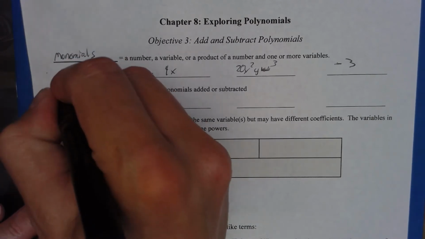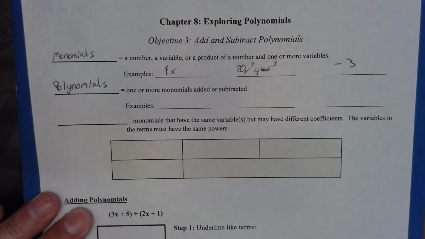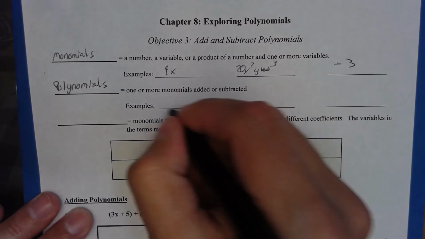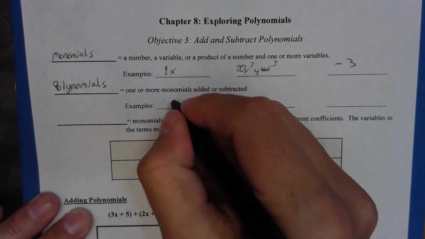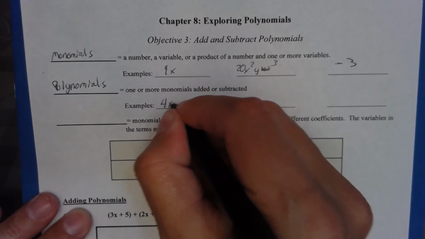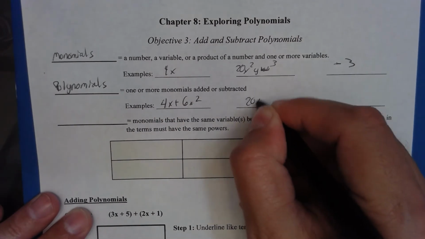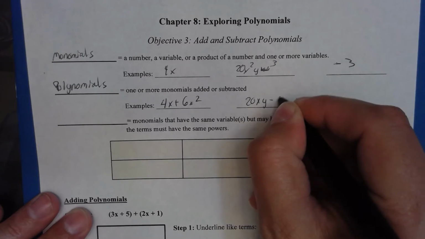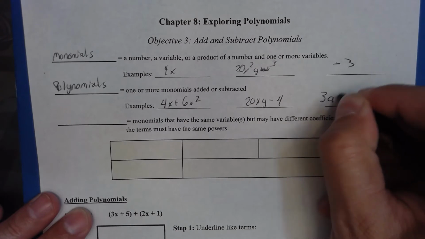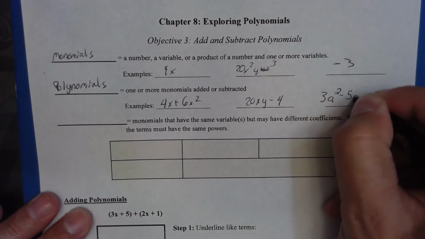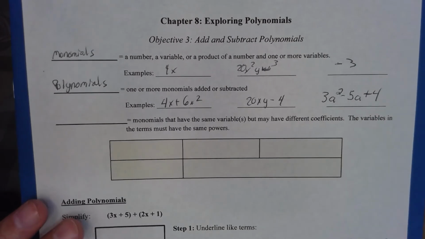Now the next one is polynomials. Polynomials are things where we're going to see an addition or subtraction sign, so breaking apart two monomials. So 4x plus 6x squared, that's a polynomial. 20xy minus 4. Or even something like 3a squared minus 5a plus 4. That's going to be a polynomial.